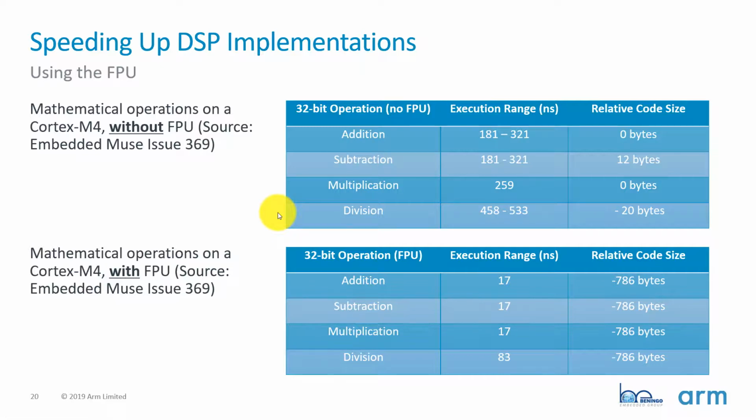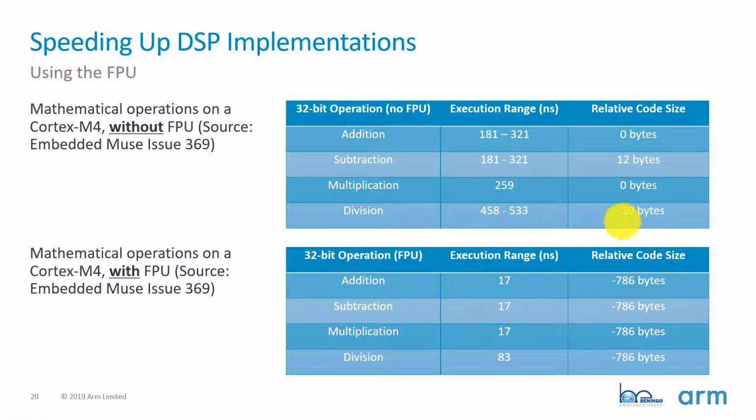He did the mathematics and varied the number of parameters that he was passing into the mathematical functions. And what you can see here from his data is the execution speeds of addition, subtraction, multiplication, division, and also the relative code size. So he built up his application and said, okay, this is the general code size of the application. If I want to do addition using no floating point unit, then here was the result. Subtraction required 12 more bytes, division 20 less bytes, kind of thing.